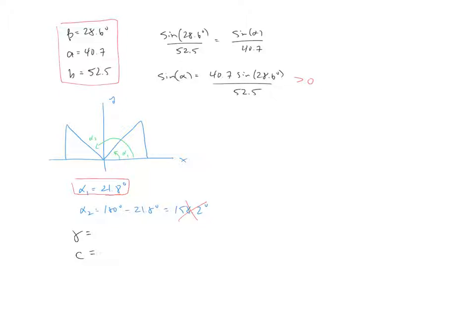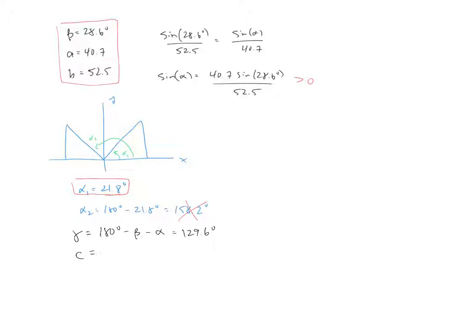Gamma is pretty easy. Once you have two of the angles, just go ahead and take 180 minus the given beta minus the found alpha. And in this case, that's going to give us 129.6 degrees. And then for C, we are going to have to use the law of sines again.